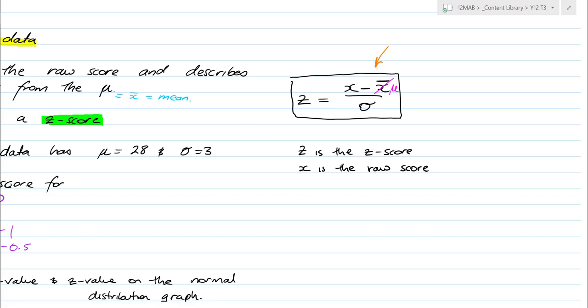And I can rearrange this. This will be important as well. What if I know the Z score, but I want the raw score? Well, that's easy to rearrange. I get Z sigma equals X minus X bar, which is just mu. And then I get x is equal to z times sigma plus x bar. And that would give me the raw score if I knew the z score. So that really helps as well.